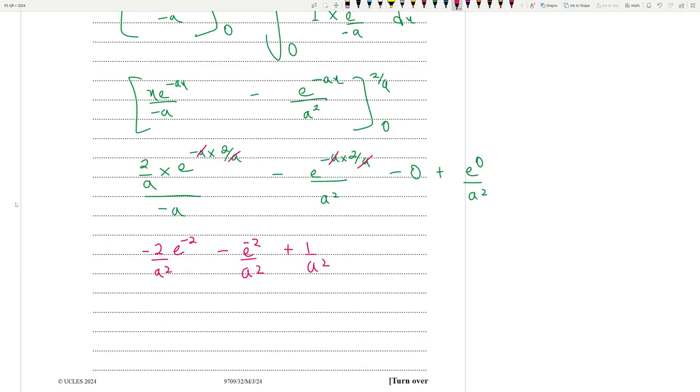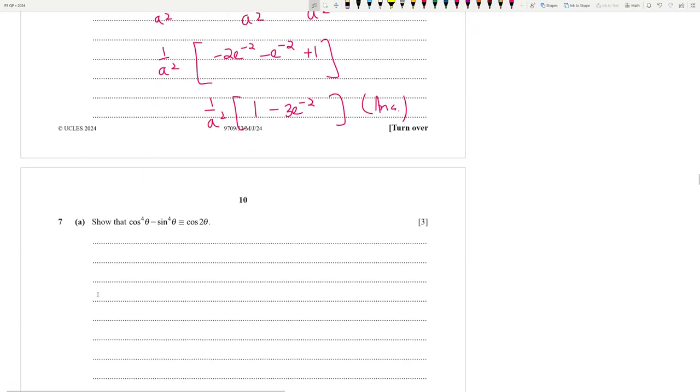Now we can take 1 by a square common. What do we end up with? Minus 2 e to the power minus 2, minus e to the power minus 2, plus 1. So finally, the answer is 1 by a square times 1 minus 3 e to the power minus 2. And that is it. Okay, moving on to the next one.